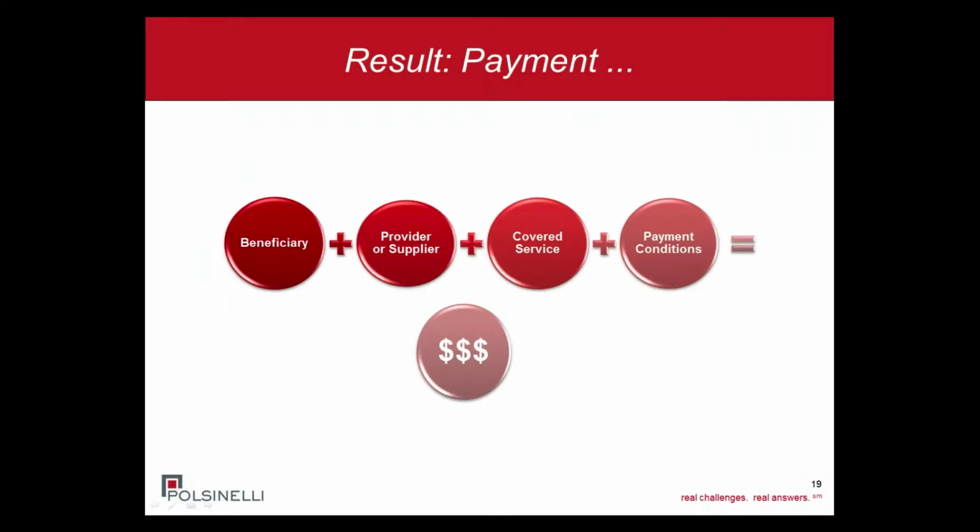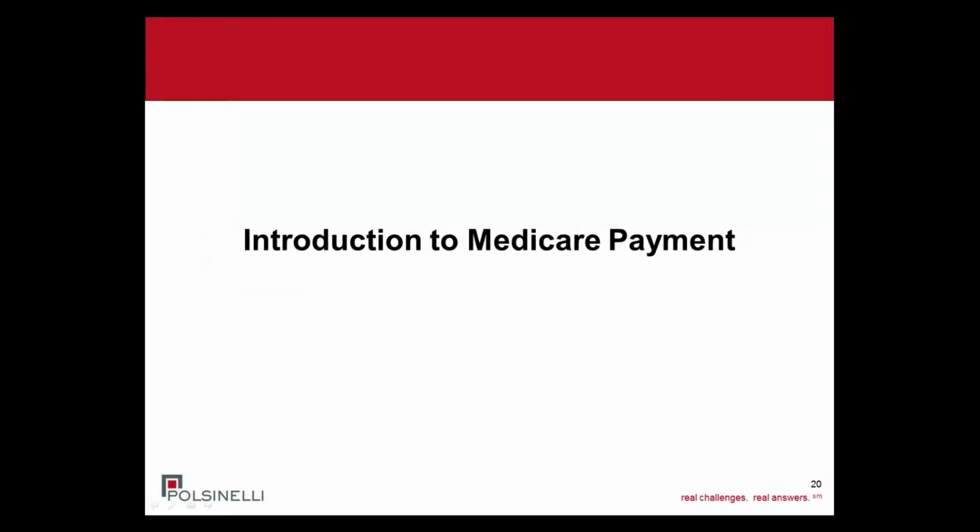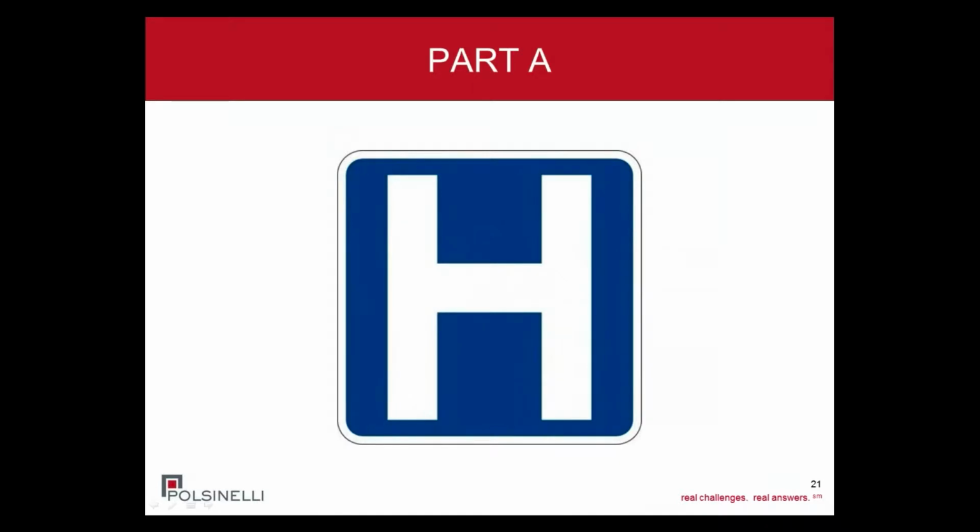So just quickly to recap, if all four of these conditions are met, you ultimately get to payment. And when we get to actual payment, it gets even more complicated. But we can start to talk about now the actual payment mechanisms and how Medicare pays for various services under Parts A, B, C, and D. And I will turn it to Bragg to talk about Part A first.